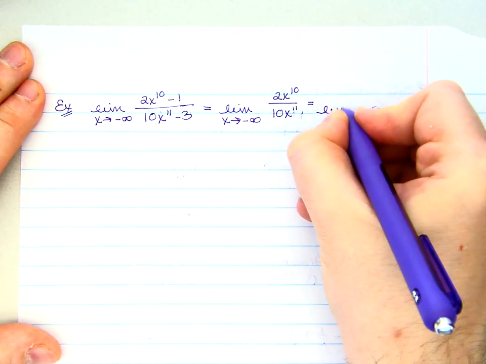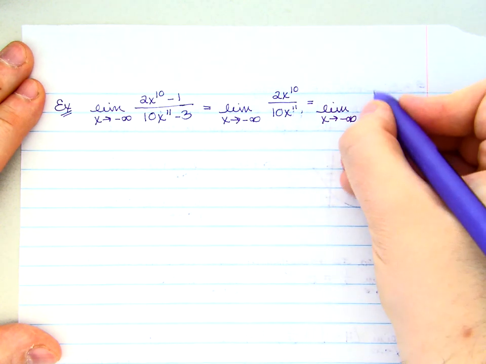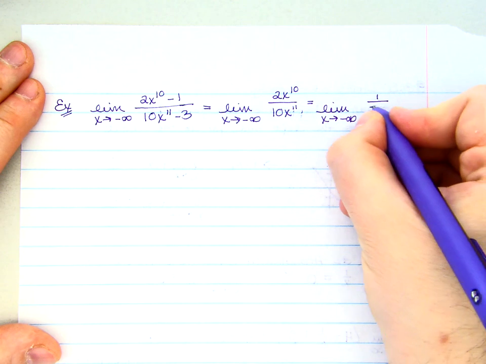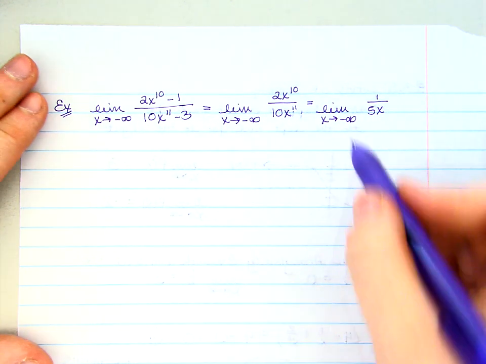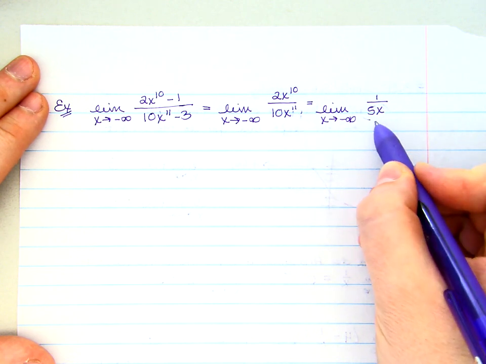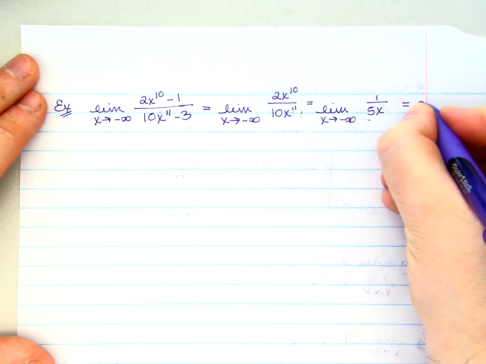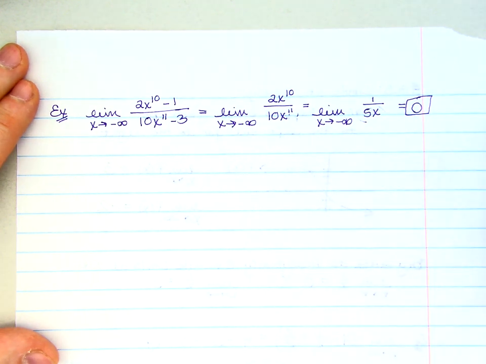Well, this is going to simplify to the limit as x approaches negative infinity of 2 over 10, which is just 1/5, and x to the 10th over x to the 11th is just an x in the bottom. If I plug in a negative huge number, the bottom becomes a negative huge number, and 1 over any sort of huge number, positive or negative, just gives me 0. Your limit is going to equal 0.